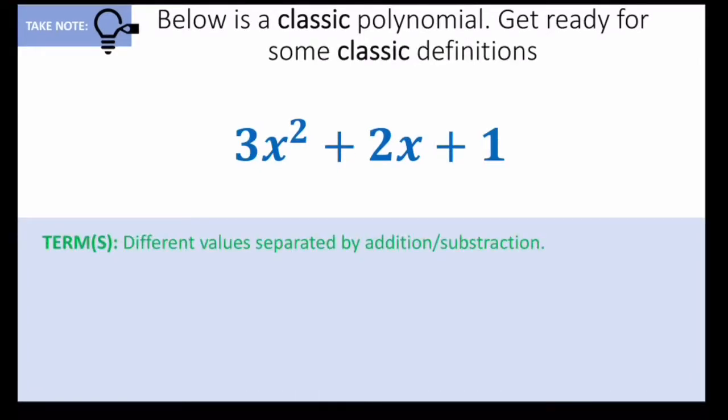Terms. As we talked about, a polynomial is many terms. So a term is different values separated by addition or subtraction. This polynomial has 3 terms. 1, 2, 3.